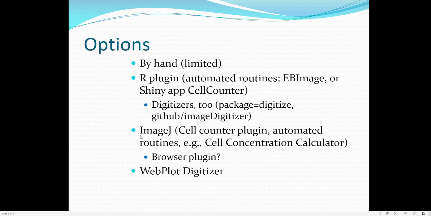For example, Cell Concentration Calculator has a number of routines that allow you to do various cell counting manipulations. Just recently, maybe in the last year or so, ImageJ became available to run through your browser. I'm not entirely sure whether these plugins are available there; I haven't explored that yet. I mentioned ImageJ is free, R is free, and of course counting by hand is free, right?